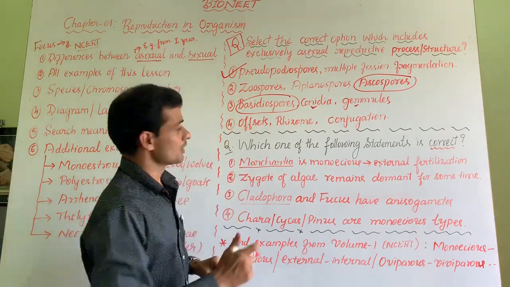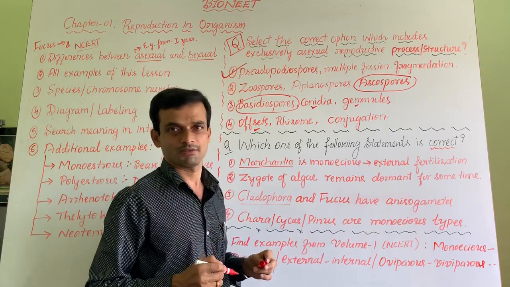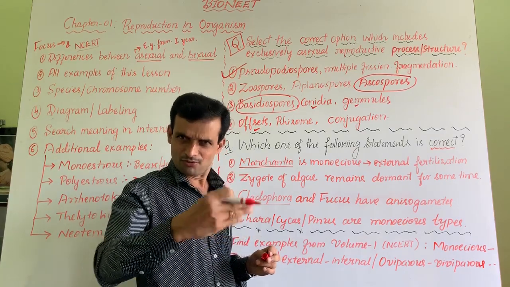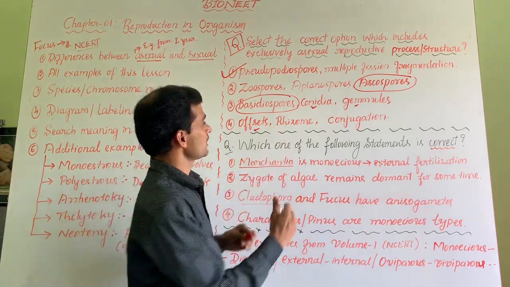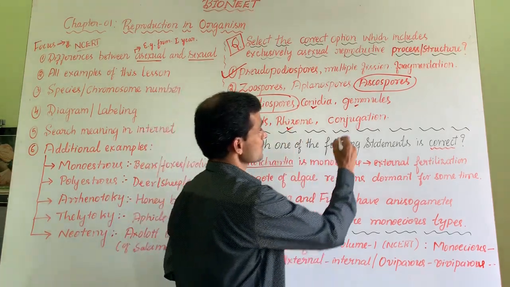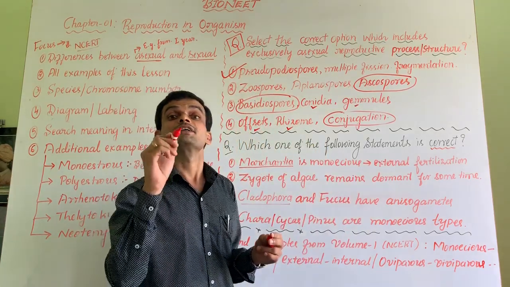Then in the fourth option, I have taken offsets. You remember, water hyacinth has offsets? That was also asked in one of the all India level exams. Offsets are formed by repeated mitotic division only. So it is asexual. Rhizome, this is asexual, but this is not asexual. It is a sexual process.